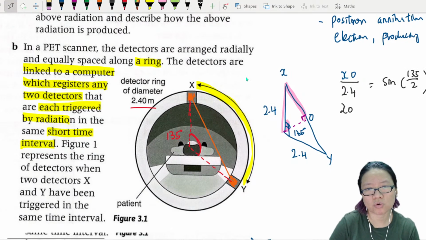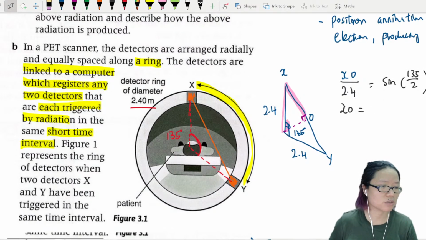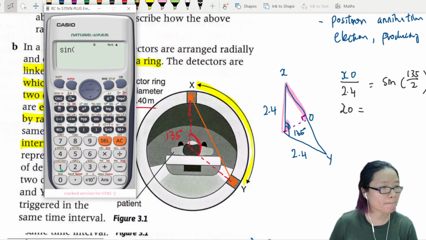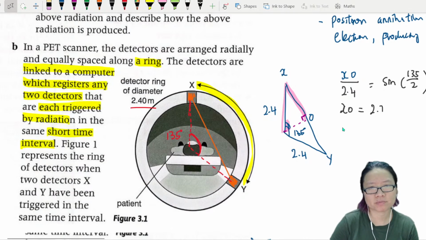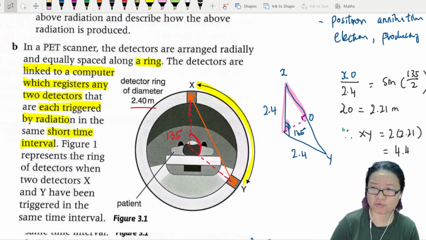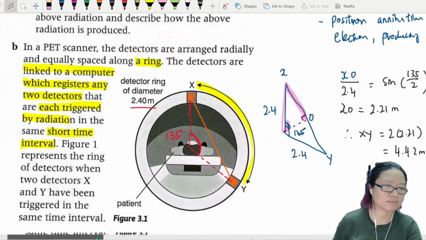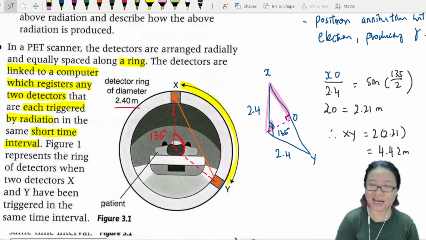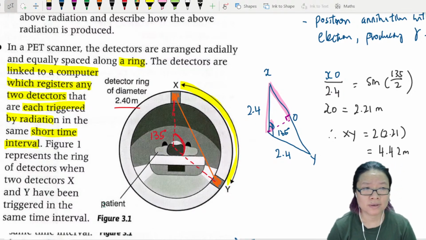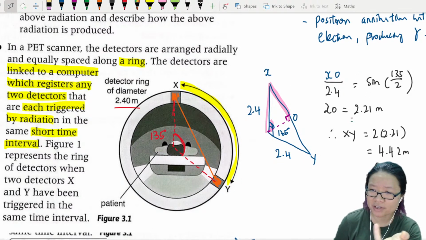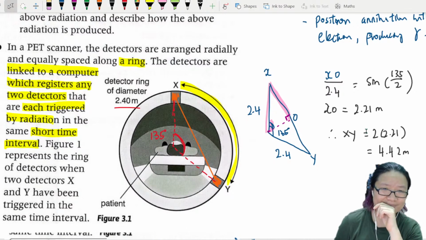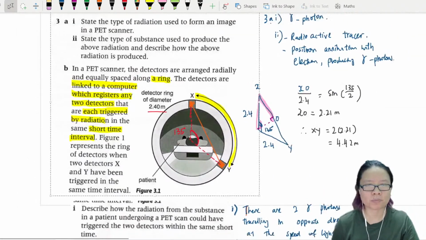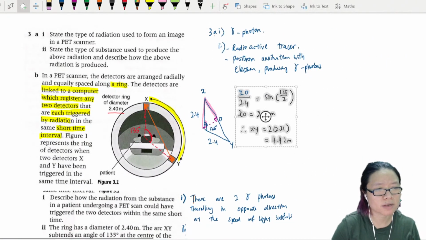Okay, so XO will be equal to 2.4 times sine of 135 divided by 2. Give me a sec. Times 2.4. 2.21 meter. Hence, the distance XY will be 2 times 2.21, 4.42 meter. I don't really expect this to come out, but in case they ask any calculation regarding the ring, the line of coincidence thing is basically just basic geometry. So trust your geometry, your right angle. You want to use the cosine rule, go ahead. I prefer to just cut it into half and times 2. Okay. All right. I'm going to copy this, put it in part B, then we'll move on to the next part. This is part 2.